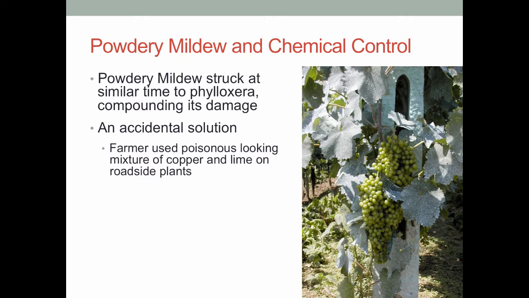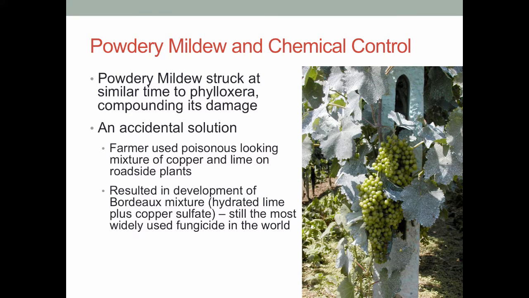And what it worked out was that the farmer who was growing there, he was using a mixture of copper and lime on the roadside plants to try and kill them. It wasn't working real well, but what it was doing was it was drifting over and landing on the grapevines and was killing the fungus, the spores that were landing on it. And this ultimately resulted in what they call the Bordeaux mixture, hydrated lime and copper sulfate, which is one of the most widely used fungicides in the world still.